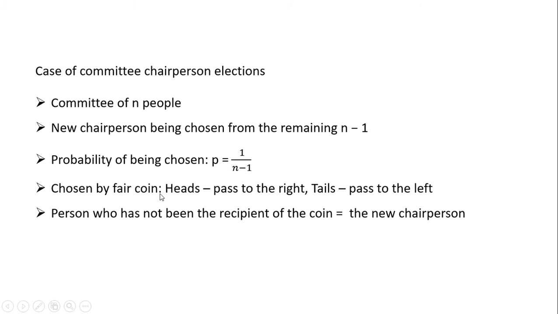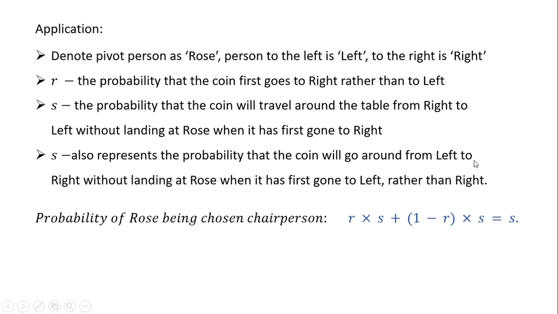And the method to choose the chairman is by a fair coin. Heads means pass to the right one and tails means pass to the left. And how to find the new chairperson is simple. It's just the one who didn't receive the coin who will be the new chairperson. Now, to apply the formula, first we denote a random person as a pivot person. Say, name it Rose, and the person to the left is left, to the right is right. The following probabilities are given in order to find the results.